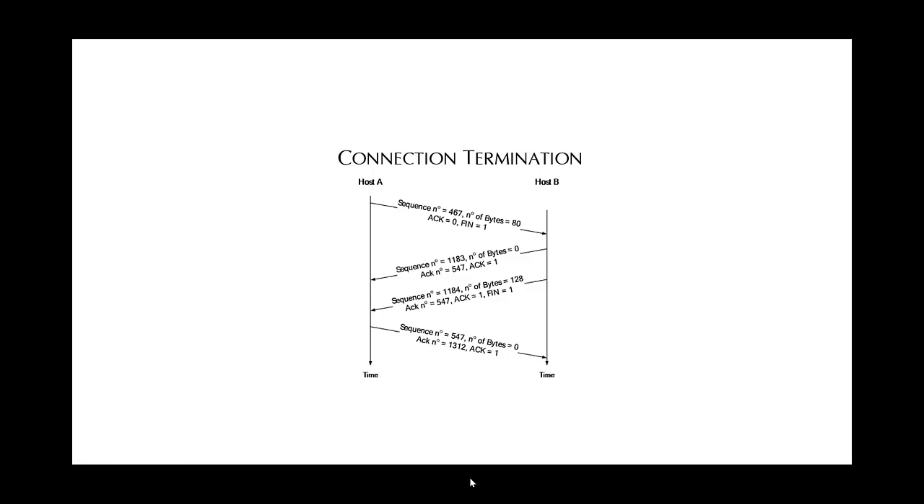Terminating a TCP connection. A TCP connection is terminated by a 4-way process as shown on screen. When an application on host A is ready to terminate connection, it sends a segment which contains any remaining data and which has the FIN flag set to 1. Host B immediately acknowledges this segment.